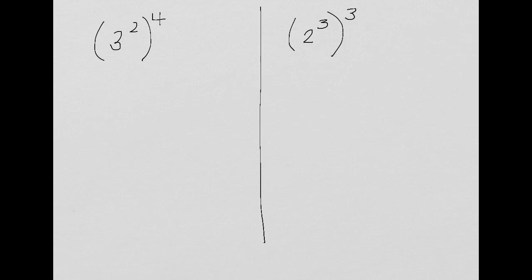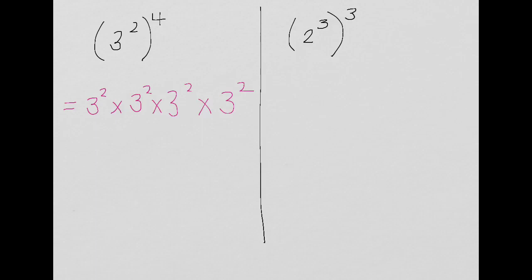And here's the new bit. So here we've got 3 squared to the power of 4. Now 3 squared to the power of 4, what this means is 3 squared multiplied by 3 squared multiplied by 3 squared multiplied by 3 squared. Because when you raise something to the power of 4, you're saying multiply it by itself 4 times. So it's 3 squared multiplied by 3 squared multiplied by 3 squared multiplied by 3 squared.